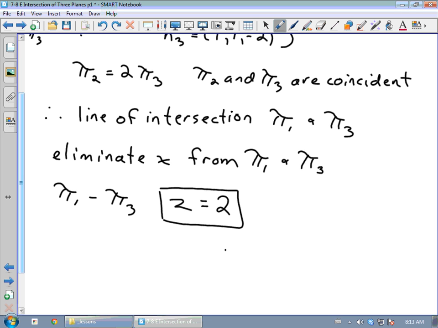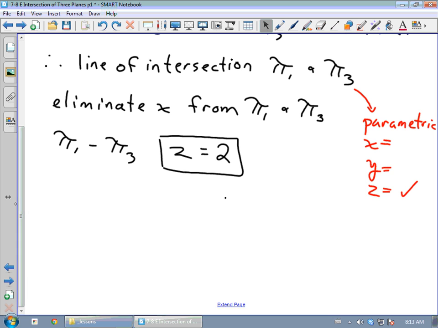Now remember, what we're going for here is the parametric equation of this line. We need expressions for x, for y, and for z. So we've got our z expression. We need our expression for y and our expression for x. Well, we can go back and eliminate. We've got our expression for z, so we can eliminate z from one of our original equations.